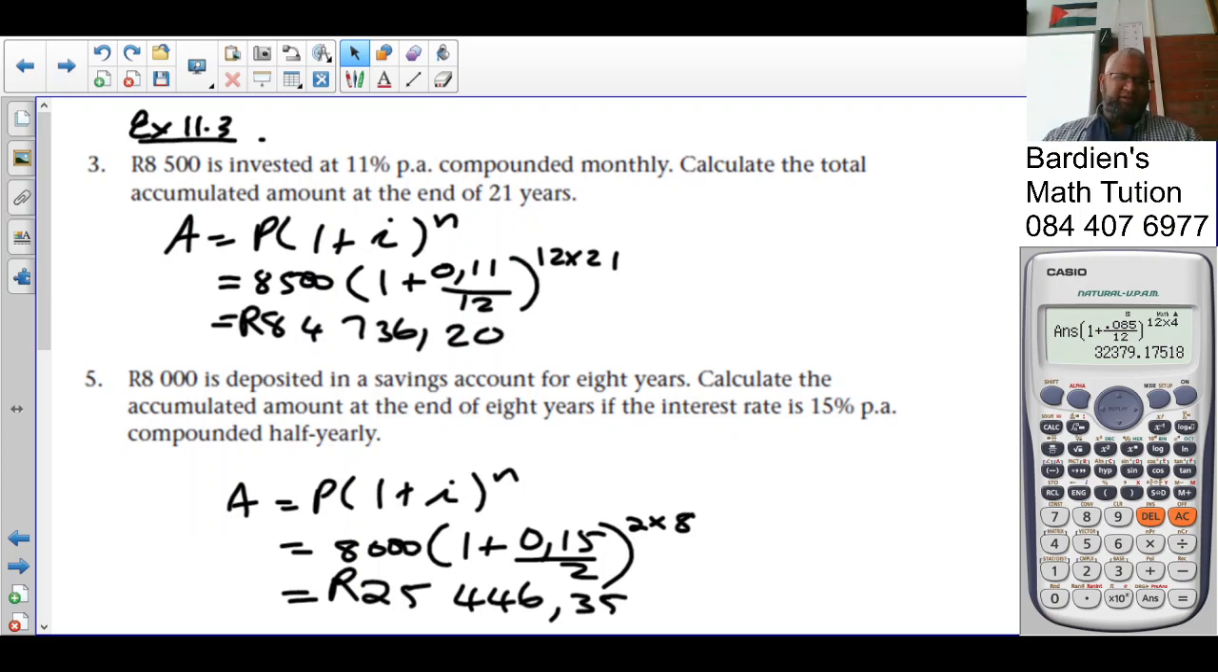Oh, 11.2. Was there any issues in 11.2? Sorry? Number 6. So why did you give me 11.3 first? Oh, I see. My fault. 11.2 number 6. Any issues other than 11.2 number 6? 3 and 6. Anything else?